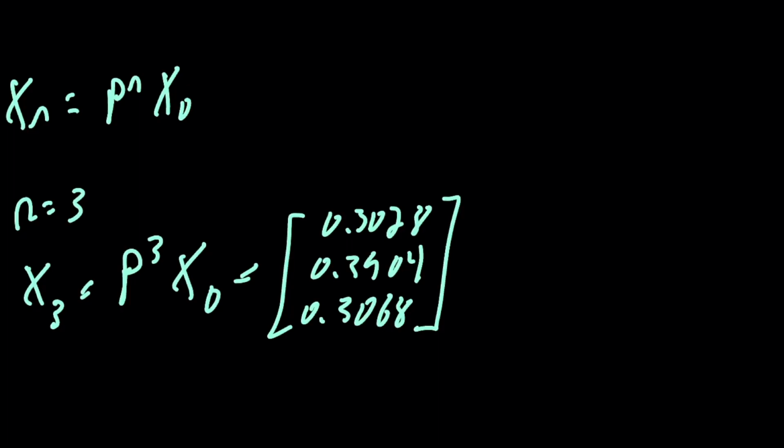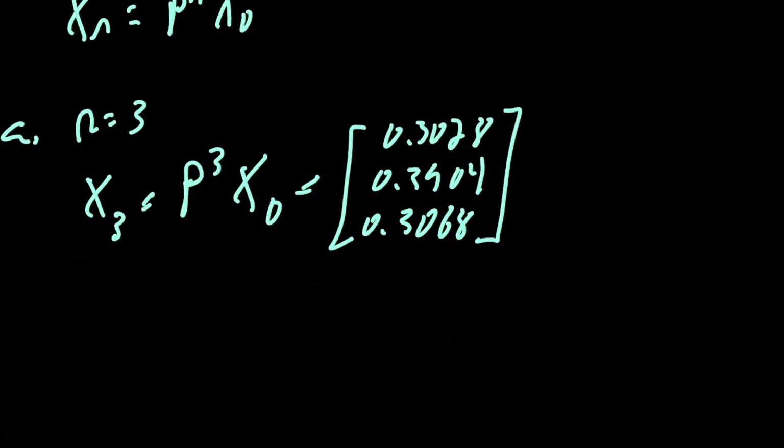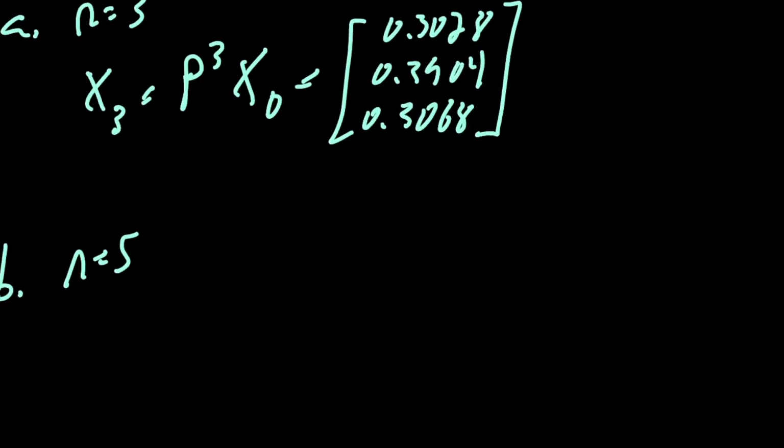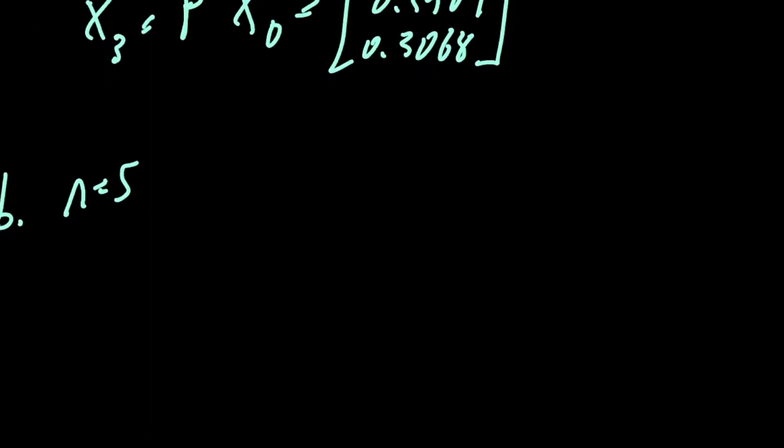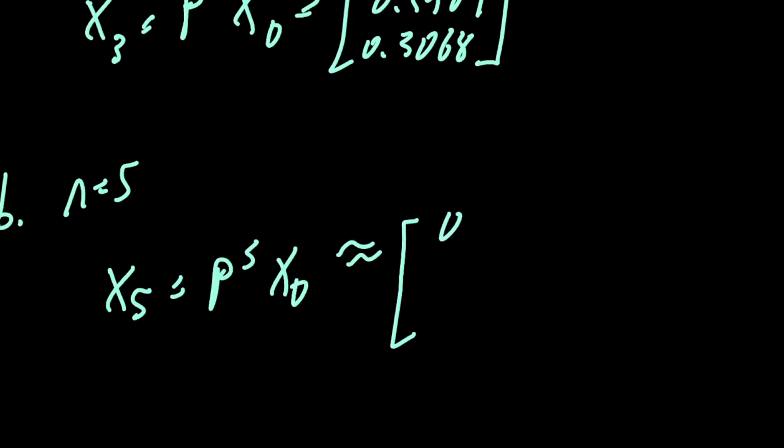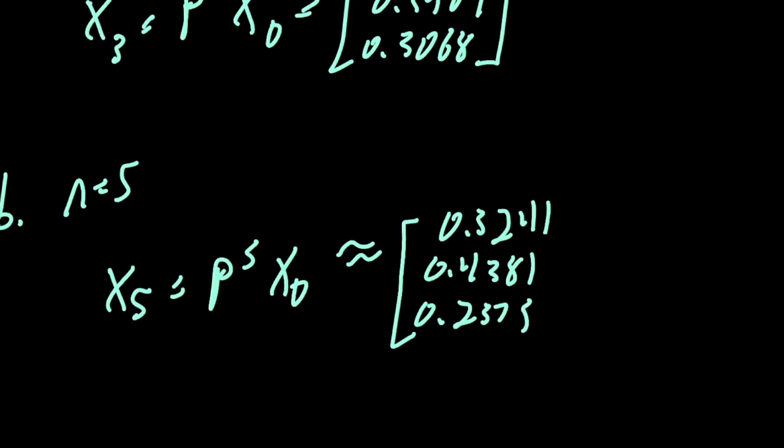And you guys will be doing the same for 5 years. So if n was equal to 5, what do we do? Same process as always. It is simply x of 5, which is equal to P to the power of 5 times x of 0. You're going to get a rough approximation of 0.3241, 0.4381, and 0.2378.